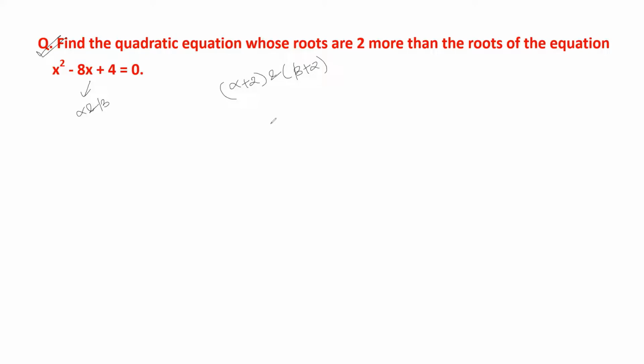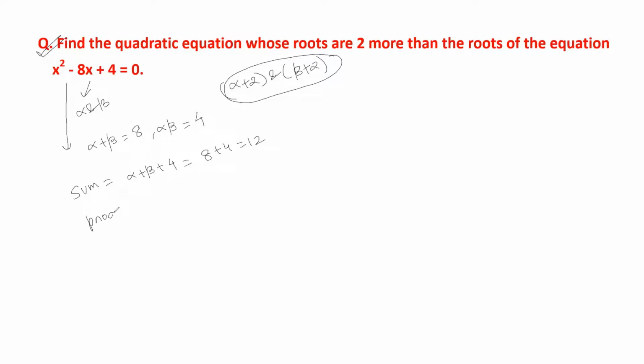So we can solve this simply by using the sum and product of the roots. So for this quadratic equation, the sum of the roots, that is alpha plus beta, would be minus b by a, which would be 8, and the product of the roots, alpha beta, would be c by a, that is 4. So for a quadratic equation whose roots are alpha plus 2 and beta plus 2, the sum of the roots would be alpha plus beta plus 4, which would be 8 plus 4, that is 12.